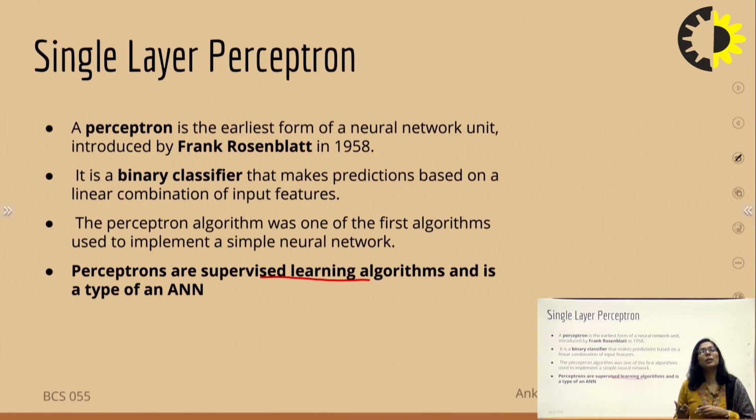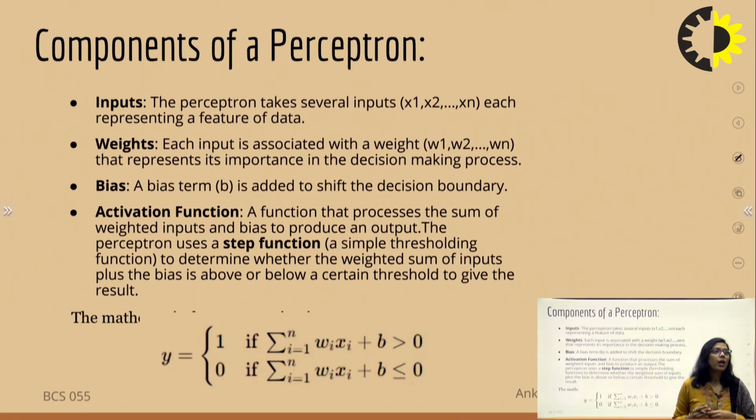When the data is labeled, we call it a supervised learning algorithm. The single layer perceptron is also a supervised learning algorithm, where while training the neural network, we provide it with labeled data. Now, when we talk about the single layer perceptron, there are four important concepts. The first is the input. A perceptron can take multiple inputs, ranging from x1, x2 to xn, and each will represent a feature of the data. Now we have weights.